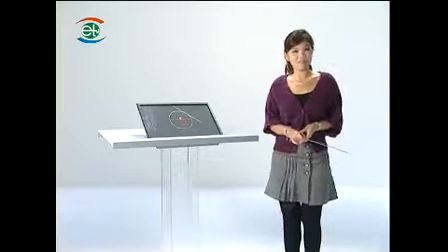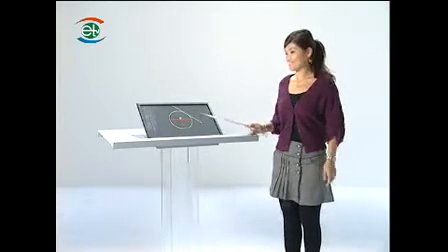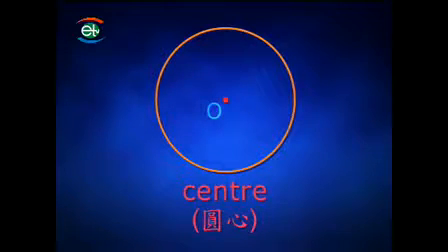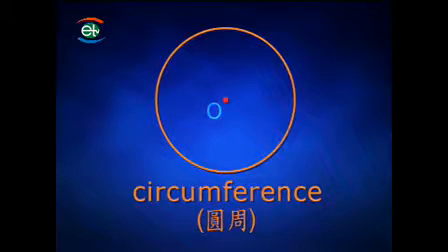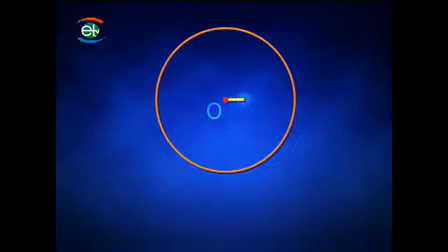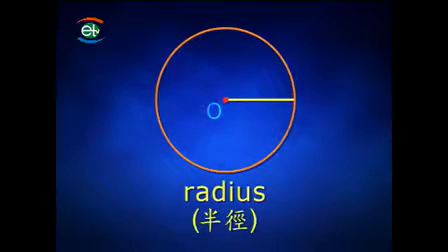If we use the locus of movement in the example just now, this is a circle. The fixed point is the center. The moving point which turns around it will form a closed curve, which is the circumference. The fixed distance, that is the straight line between the center and the circumference, is the radius.